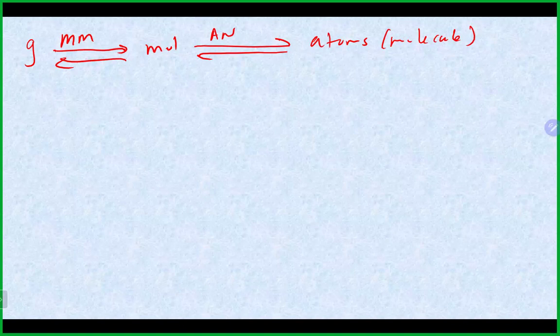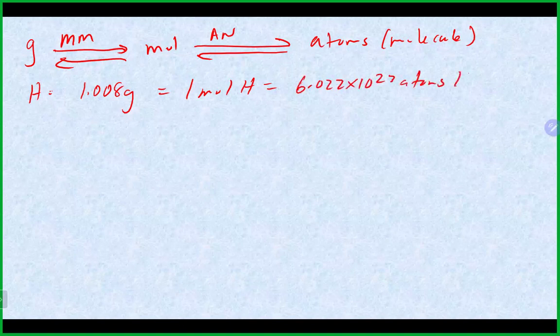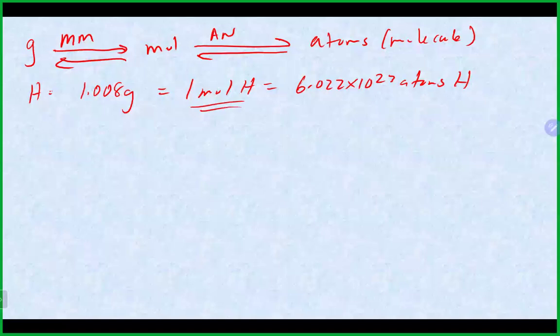So just like for hydrogen, if I had 1.008 grams of hydrogen, that would equal 1 mole of hydrogen, and 1 mole of hydrogen would have 6.022 times 10 to the 23 atoms of hydrogen. So again, as you can see, the mole is sort of the guy in the middle.